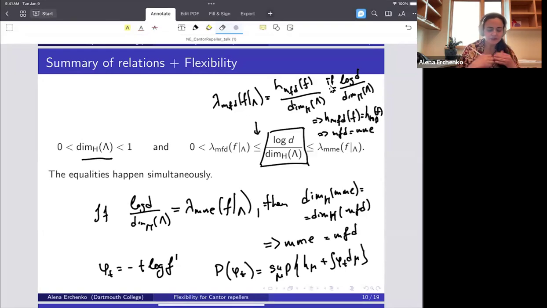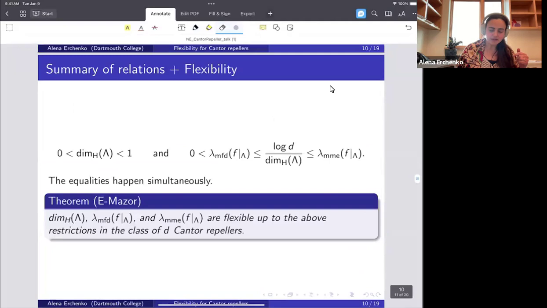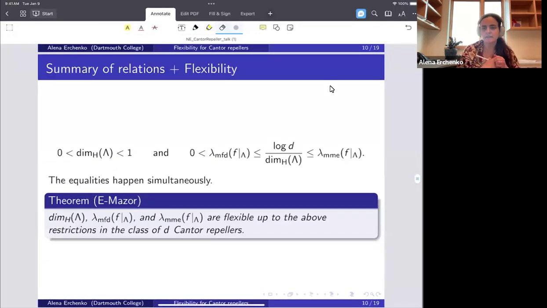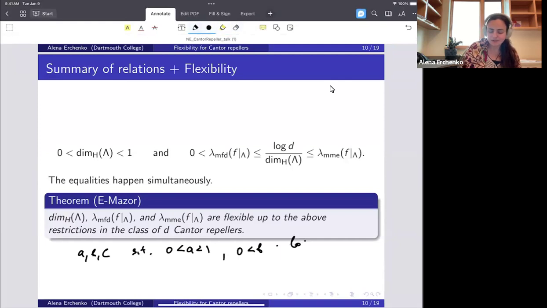We know those relations. So one of the questions would be, are those all the restrictions we know? And what we answered with Jacob is that yes, indeed. What we mean is they're flexible: if you give me 3 numbers A, B, C such that A is between 0 and 1, and B is less than or equal to, with equality you can always get by a constant expansion. So we're basically interested in the case when you don't have equality. So B is less than or equal to log d over A, and this is less than or equal to C.